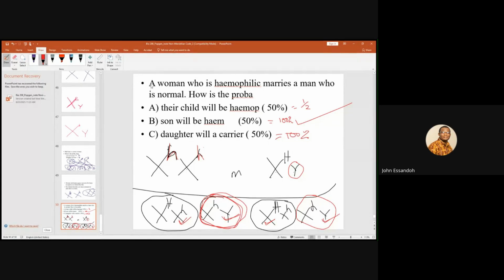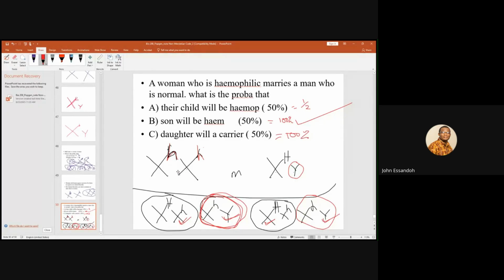So what I'm saying here is that a woman who is hemophilic marries a man who is normal. What is the probability that their child will be hemophilic? So this is the carrier woman. This is the woman, we could say carrier, but it's not carrier. This is the hemophilic woman. And this one is a normal man. They say the man is normal. So normal means capital H.